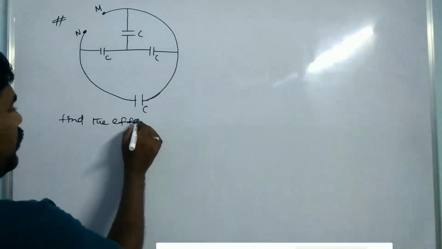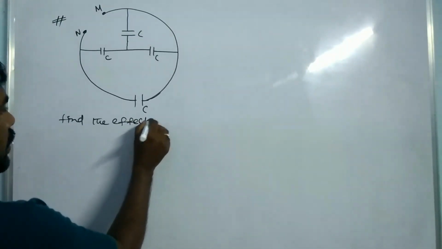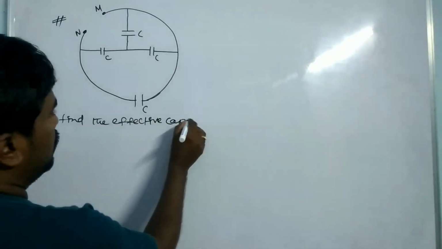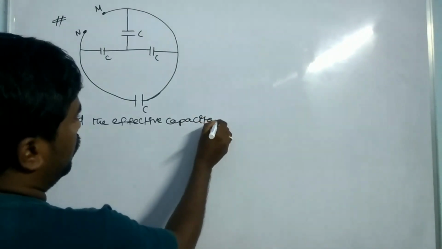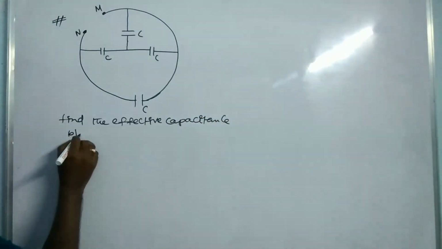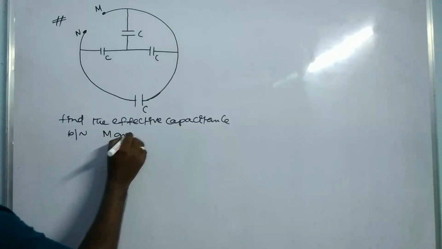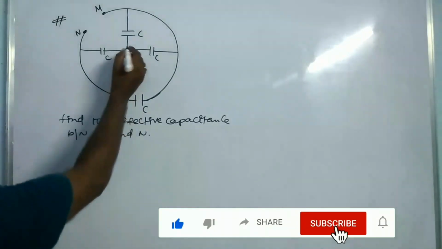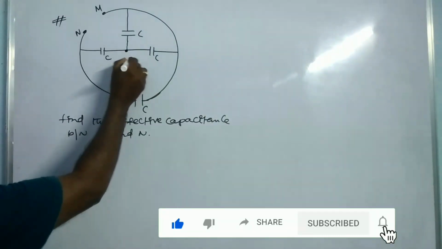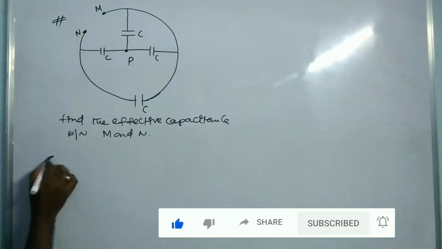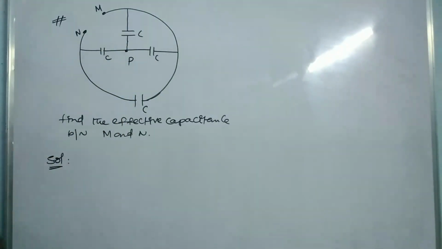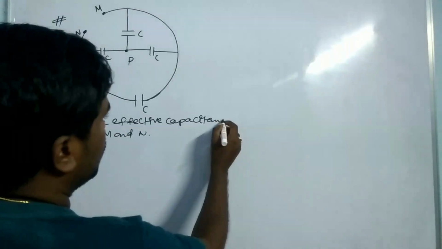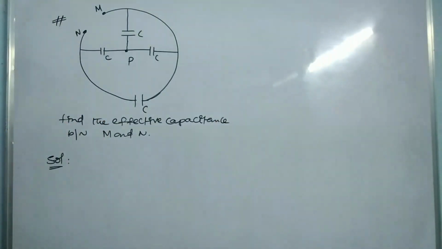or equivalent capacitance, effective capacitance, between M and N. So let's see. Here there is a point, let it be P here. So we can simplify the circuit, that is, redraw the circuit.